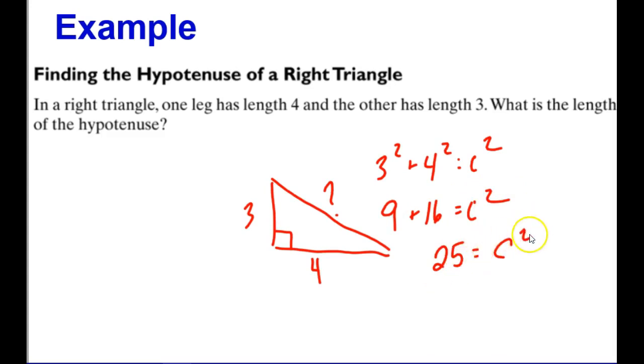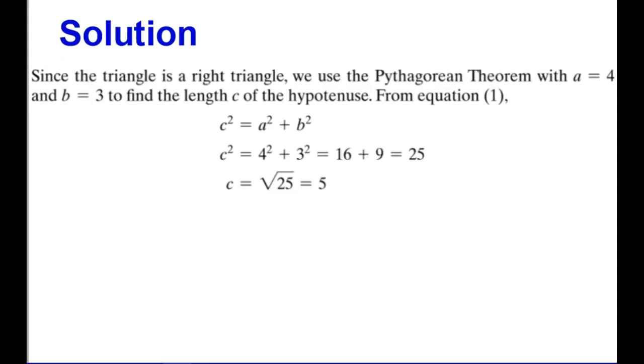To undo this exponent, I always take the square root. And when I take the square root of something, it's plus or minus. But in this case, just like we talked about the domain in the last section, I don't care about the negative one, because I can never have a negative side length of a triangle. So I know that that side length is going to be a positive 5 equals C. And that's just what is shown here in this solution.